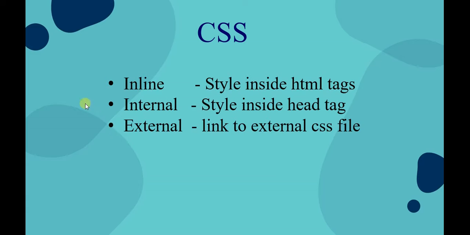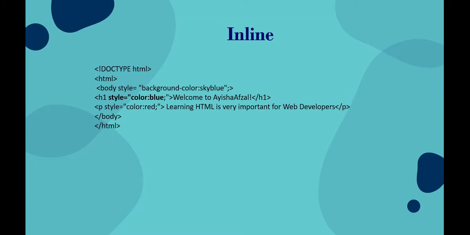For example, in inline, for just one or two tags, inside that HTML tag we can simply define its style. For internal, we include it inside the head tag. For external, a separate .css file is created and linked with the HTML file. Don't worry about external, we can learn external styling in the CSS tutorial. Now we can see internal and inline styling for HTML documents.